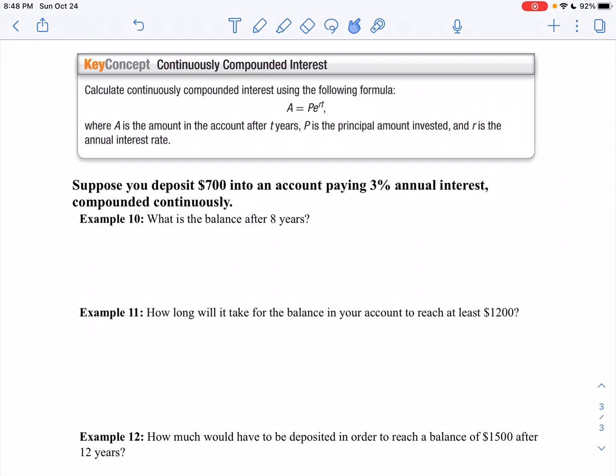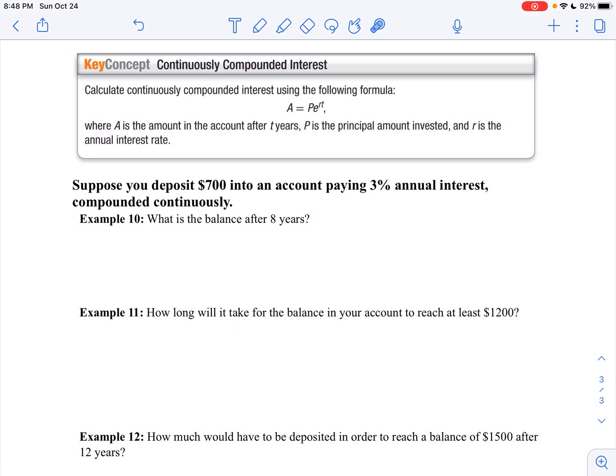Here's another formula we can use. It's called continuously compounded interest: not compounded once a day or once a year or once a month, but compounded continuously. So we're going to say A equals Pe^(rt), P times e to the rt power. A is the total amount we have, t is our time in years, P is the principal, the amount we're going to invest or borrow, and r is our interest rate.